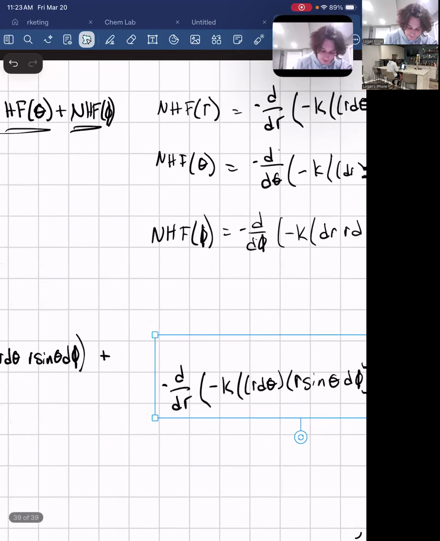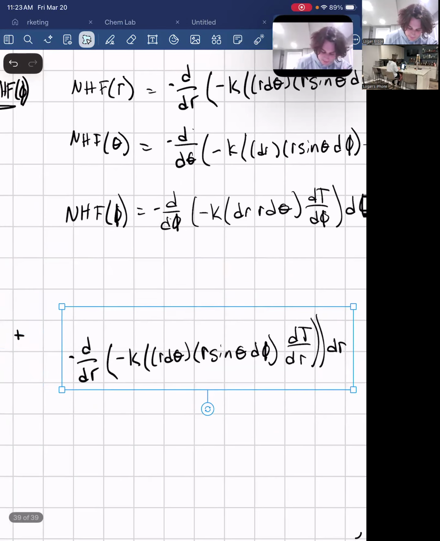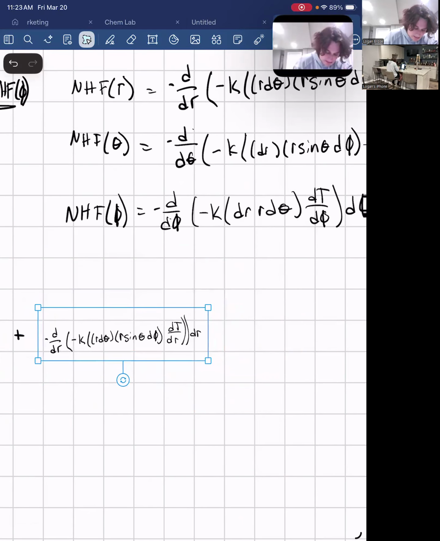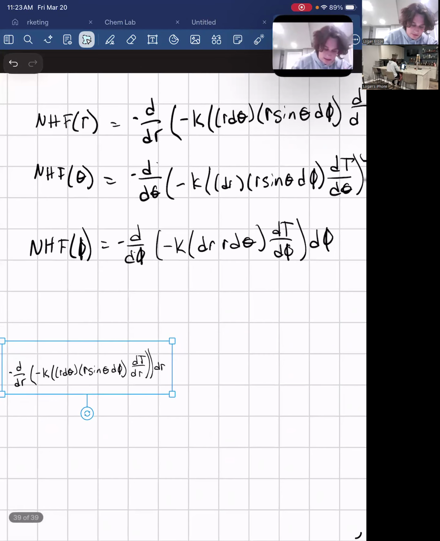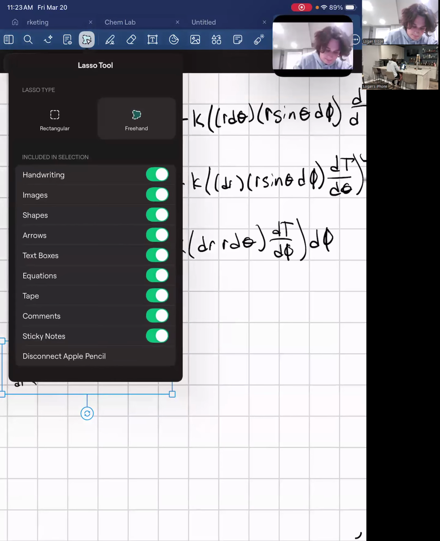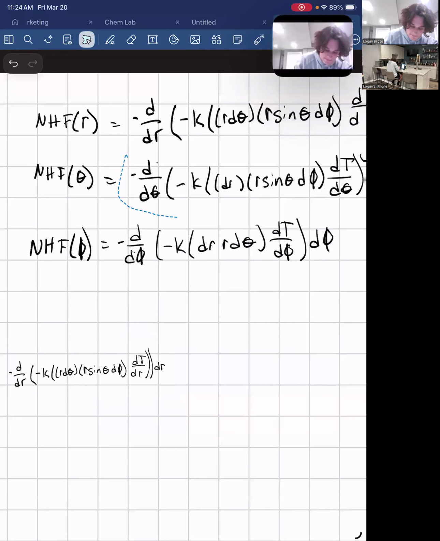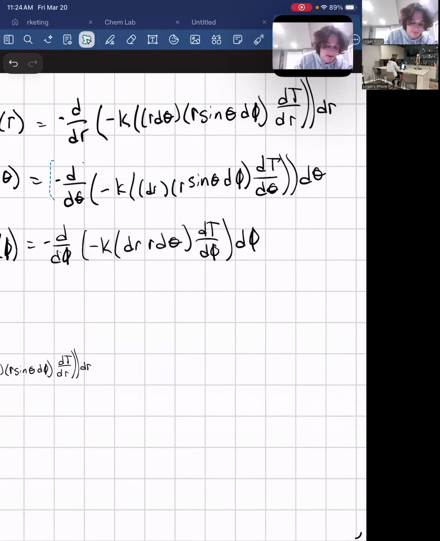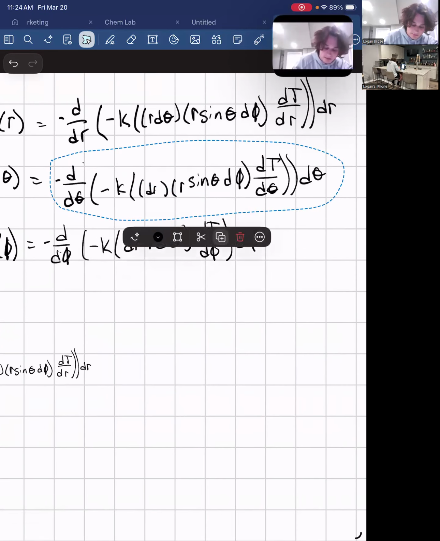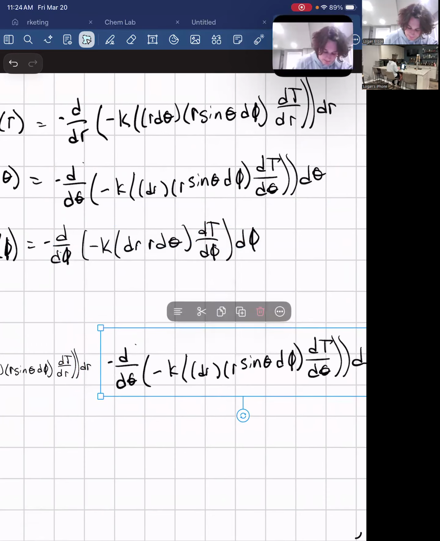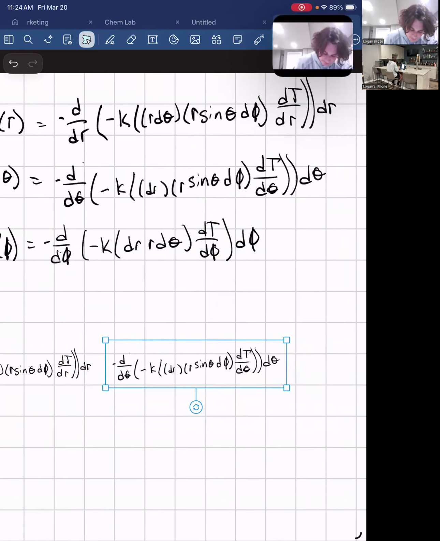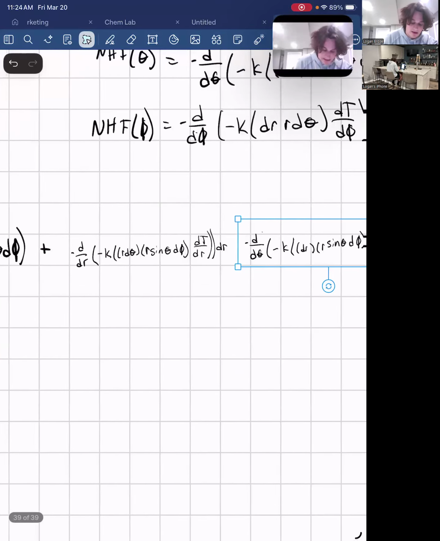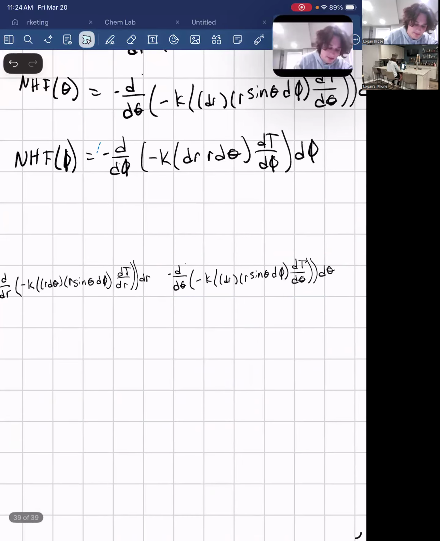So this is our first one. Right. And then our second one. Sorry, I'm trying to avoid having to rewrite everything. Right. So we'll bring this one down as well. And then we will have our third one here.